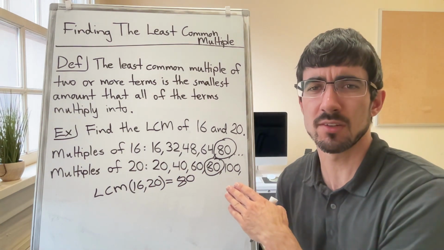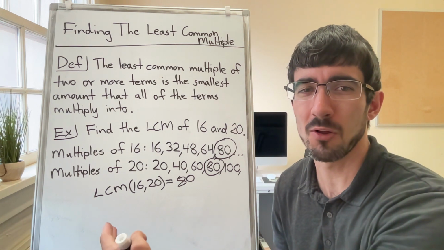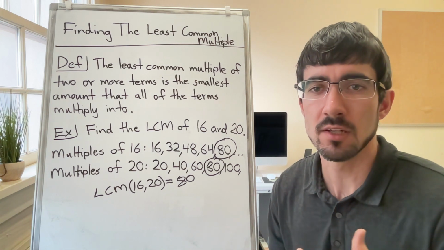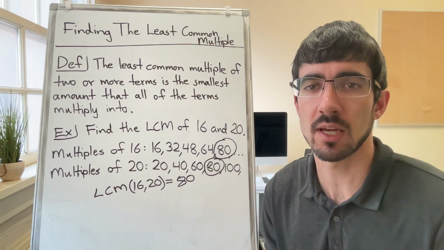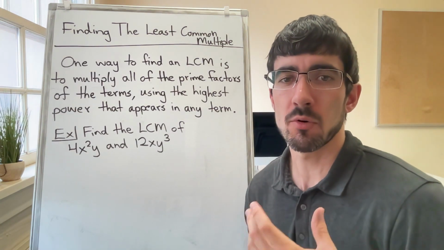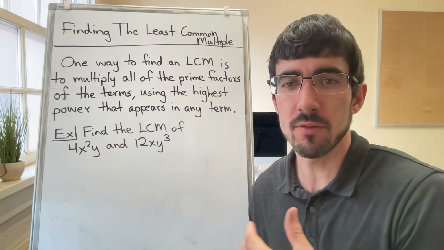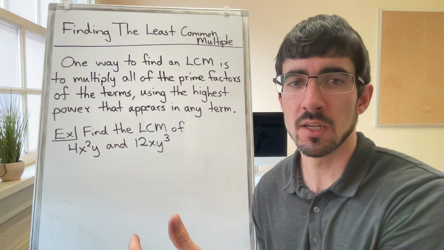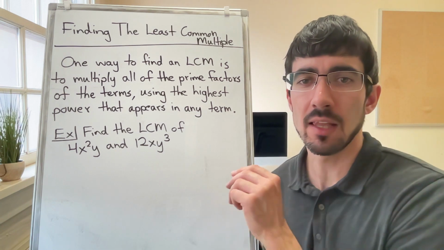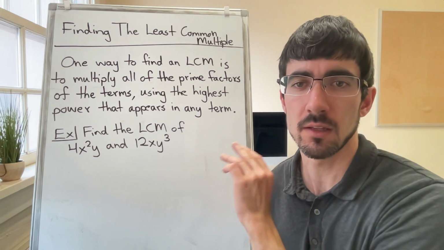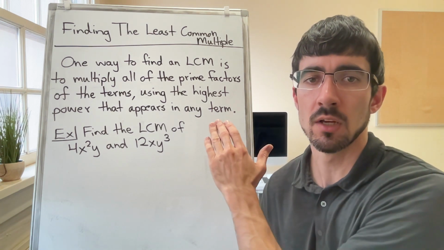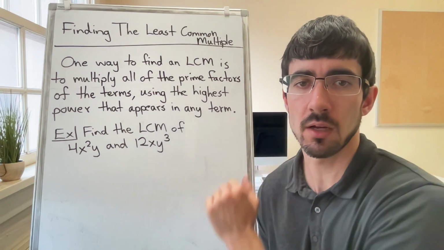However, that's often time consuming. We can't always write out all of the multiples of the terms that we're trying to find a least common multiple for. So let's talk about a procedure that we can use to quickly identify an LCM. One way to find an LCM, or least common multiple, is to multiply all of the prime factors that you see in any of the terms and use the highest power for each factor that appears in any term. I like this procedure because it allows us to find a least common multiple not only of numbers but also of variable parts. We can use the same procedure for either the coefficient or the variable part of a term.